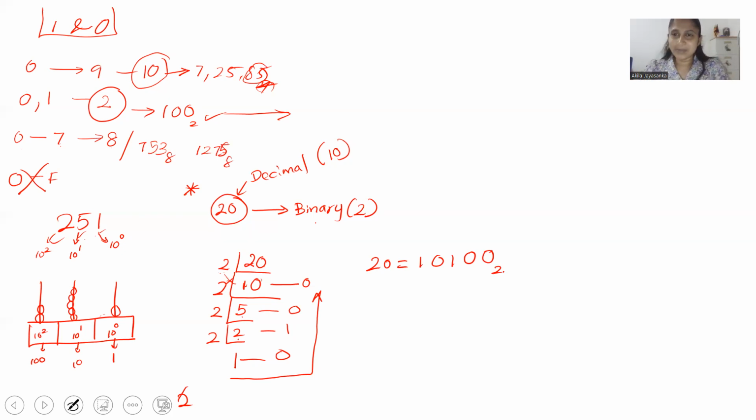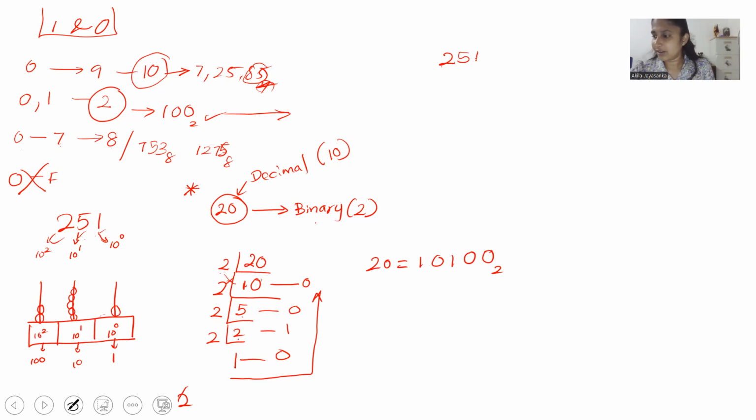Have you all clear up to this point? If you don't mind, please explain the same method for 251. The dividing process by using 2 to convert it into binary.